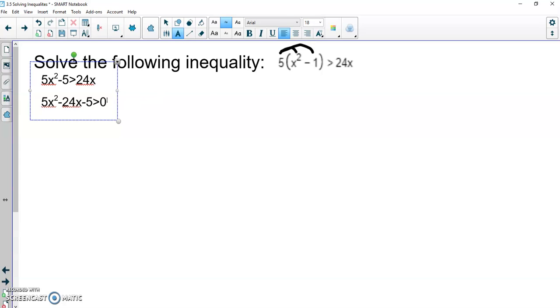Now I know I'm interested in where the graph is above the x-axis, because it's greater than 0, or where the graph is in the positive values. I can go about this two ways. We can graph this using the axis of symmetry, the vertex, and the intercepts, or we can solve this algebraically. I'm going to show you how to use the algebraic method in this problem.